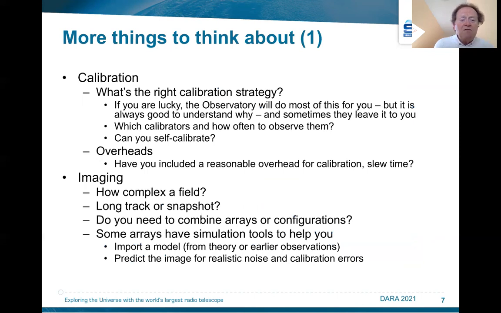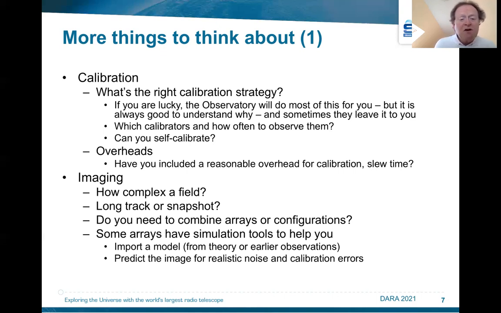Now we'll go on to a few subtler things to think about. You've got the basics of your proposal sorted out, but there are a few more things that you need to know in case of subtleties. So the first group of points is about calibration. Very often, the observatory will come up with a calibration strategy for you, but in other cases, they won't. And in any case, it's a good idea to understand what the right calibration strategy is for your observation.